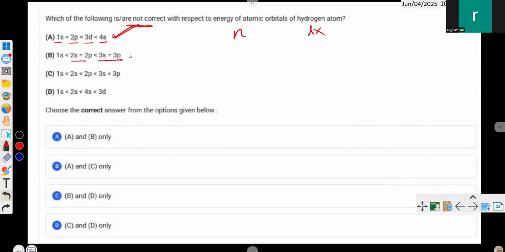3s equals 3p. This is also correct. 1s is less than 2s, 2s is less than 2p. This is wrong for hydrogen because hydrogen depends only on the principal quantum number. 2s must be equal to 2p. So this is the wrong one. And 1s, 2s, and 4s is also wrong. So C and D are wrong in this case. The option would be the fourth option.